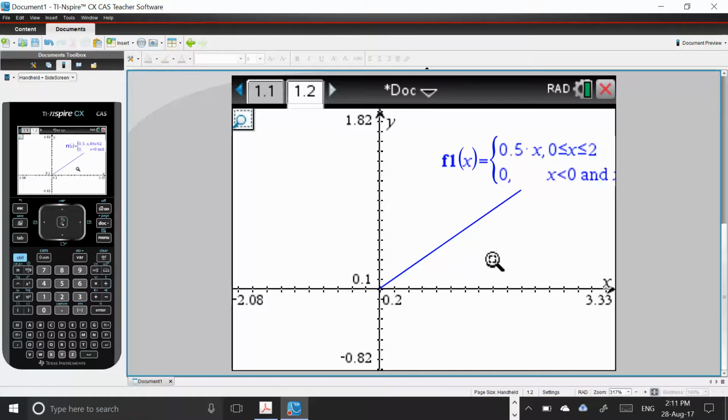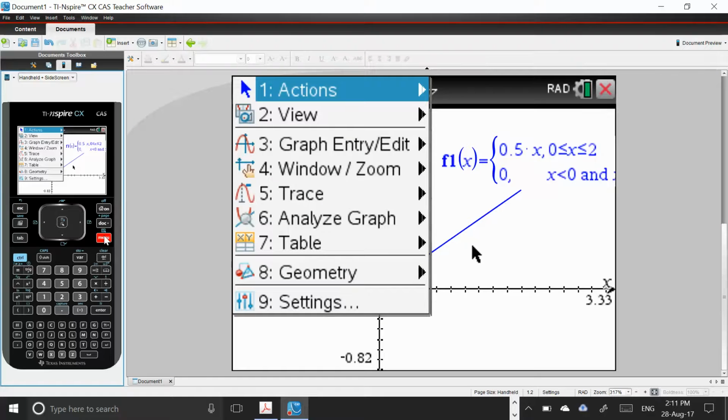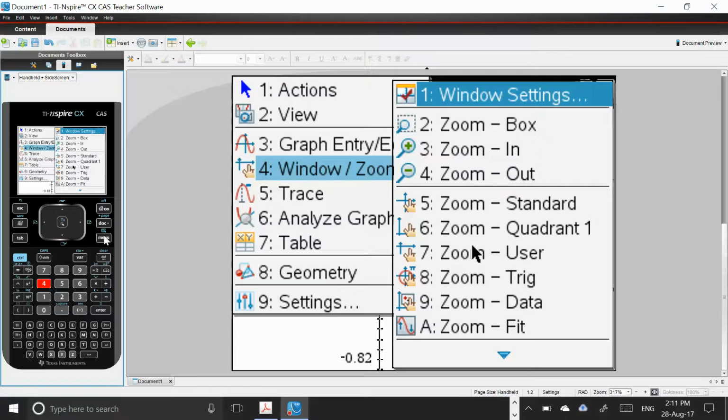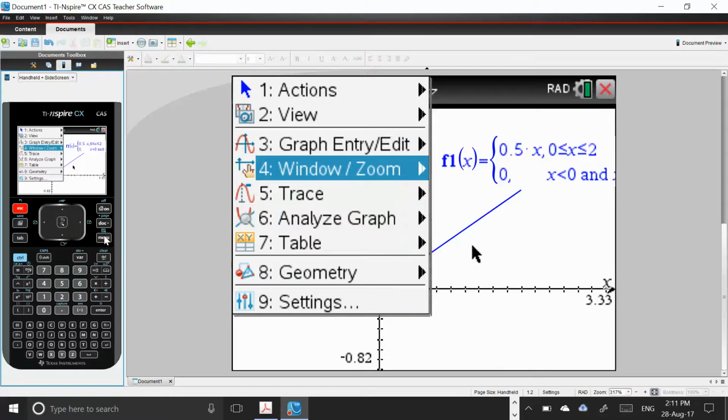What if it's too big? If it's too big, then zoom out. But I like this particular zoom. If it was too big, I normally go Window, 4, and I go zoom fit. The only thing with zoom fit is it works best if you have the domain right. If you've got a circular function, then this becomes a problem. If you have the domain right, if you've got the width correct, this will adjust the column, so how high it is. So that's nice when it's really big. Otherwise, I always go back to window settings.